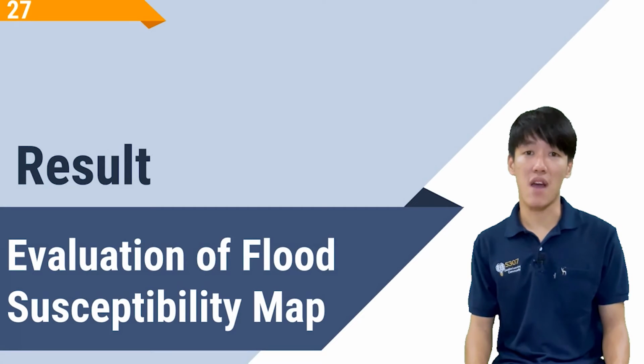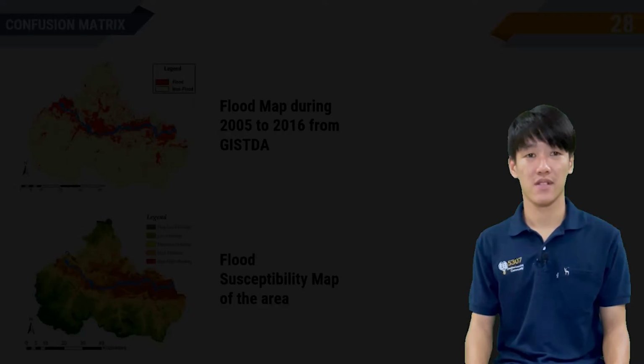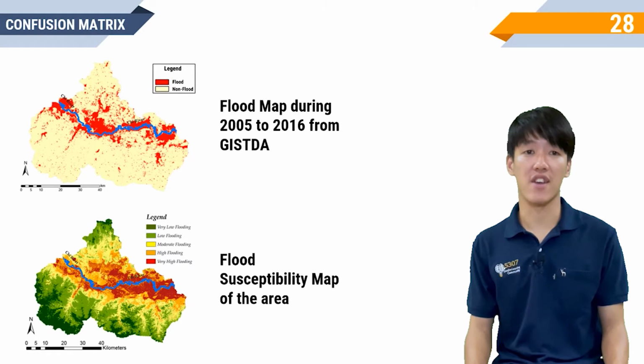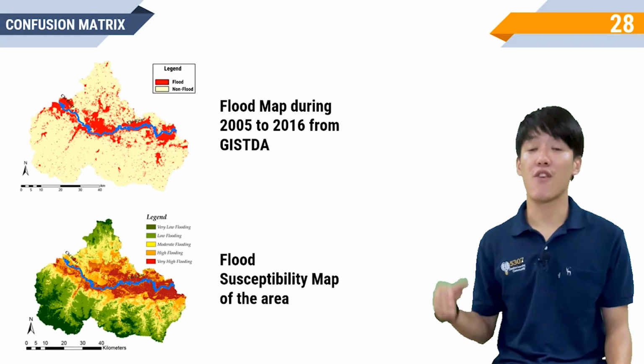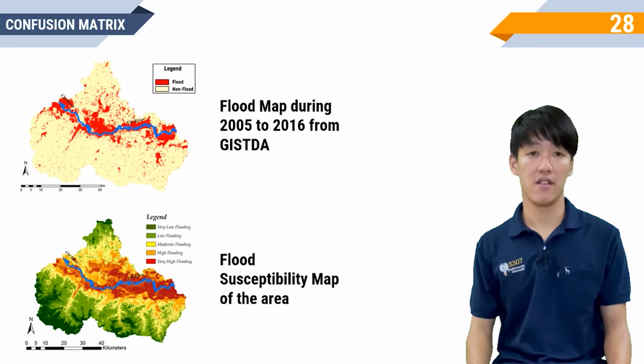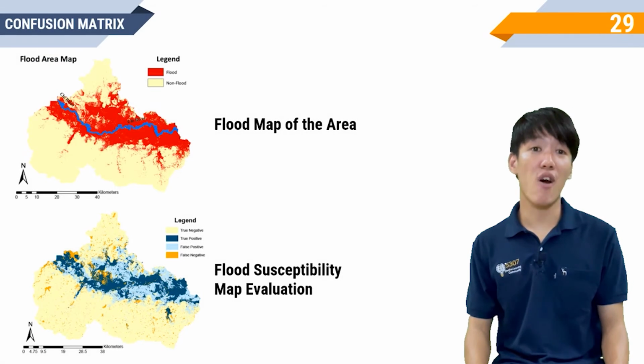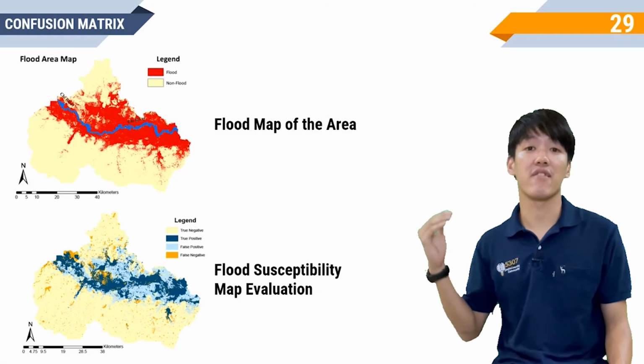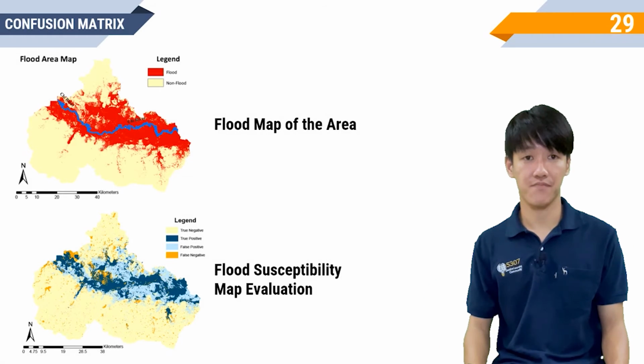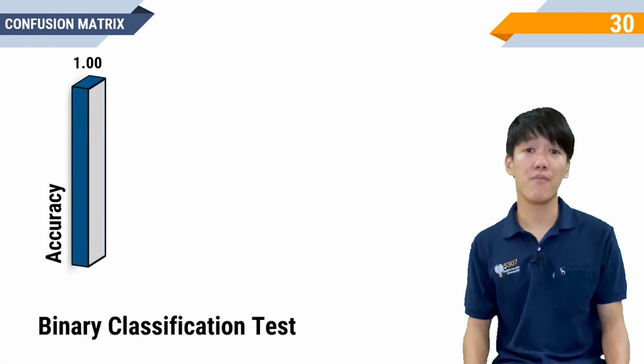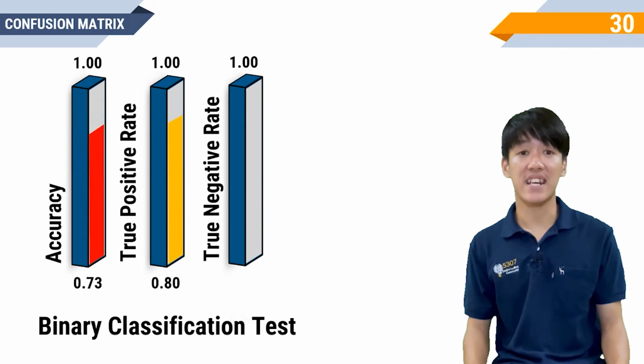The flood susceptibility map has been evaluated for its accuracy and reliability by comparing it with historical flood data. The combined historical floods of the study area from 2005 to 2016 had been acquired from the Geo-Informatics and Space Technology Development Agency of Thailand, or GISTDA, and compared with the flood susceptibility map of the study area. The accuracy of the map in correctly determining flood and non-flood areas compared with the observation data was 73% according to the binary classification test.